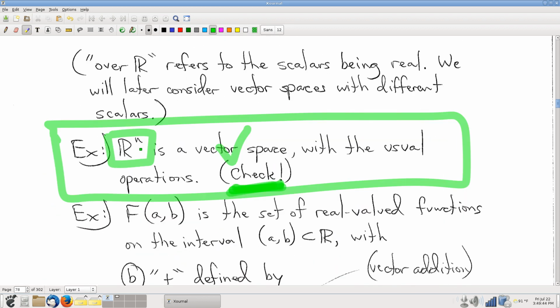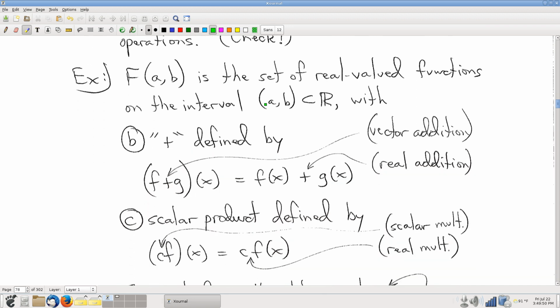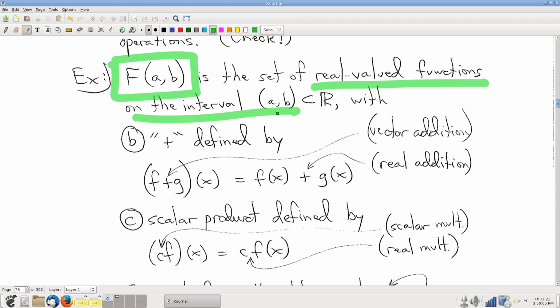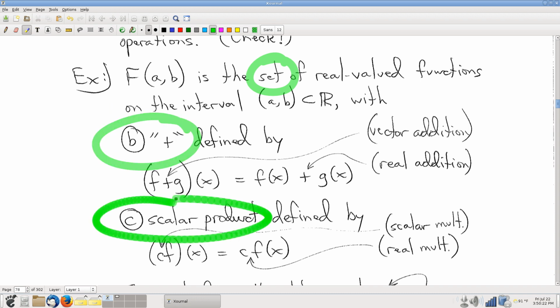Okay. Now, here's a non-obvious example. That is what I'm going to call capital F on the interval from A to B. And this capital F is simply the collection of real valued functions defined on that interval on a real axis. So that's the set. That's the underlying set. Now, in order for this to be a potential vector space, in addition to an underlying set, I also have to have an addition operation and a scalar multiplication. So we're going to define those like so.